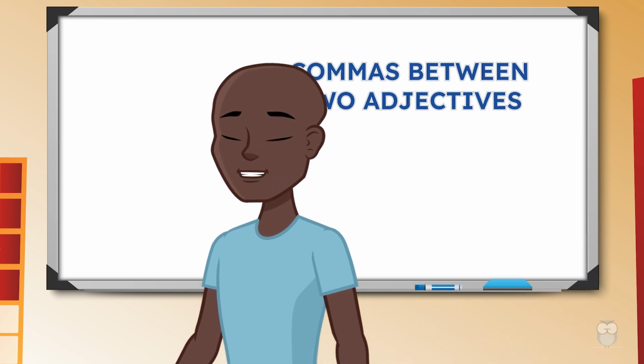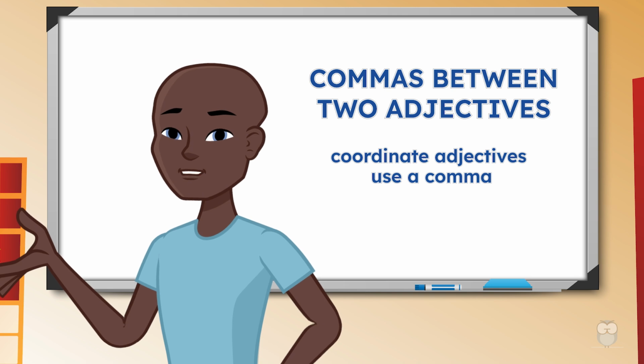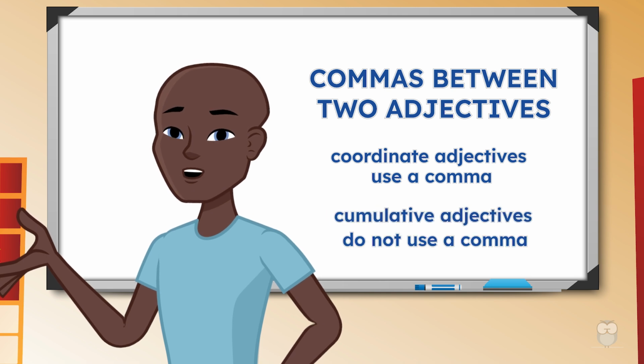And that's it for this lesson. Just remember, coordinate adjectives use a comma because you can switch around their placement, while cumulative adjectives don't use a comma because they have to remain in the same order.